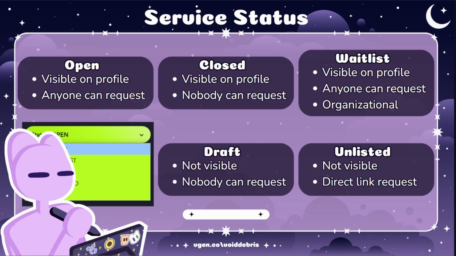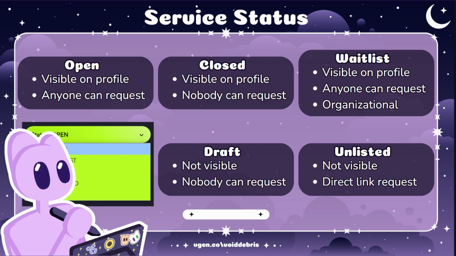And I know that there is sometimes some confusion about what each of these mean, so let's go over it. Open services are visible on your profile and anyone can request them. Closed services are visible on the profile, but nobody can request them. Waitlisted are visible on profile, anyone can request them, and it's largely just organizational. This just lets clients know that you won't actually be starting it anytime soon. They're just asking to be on your wait list. It doesn't do anything beyond organization.